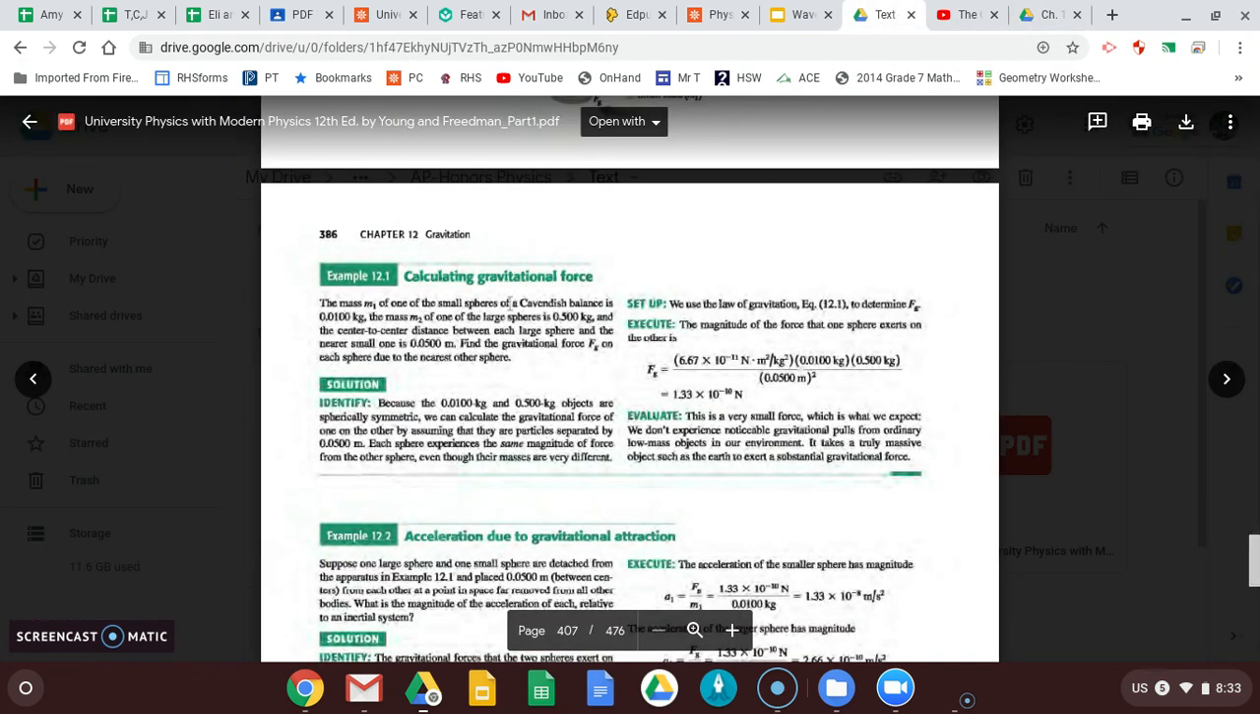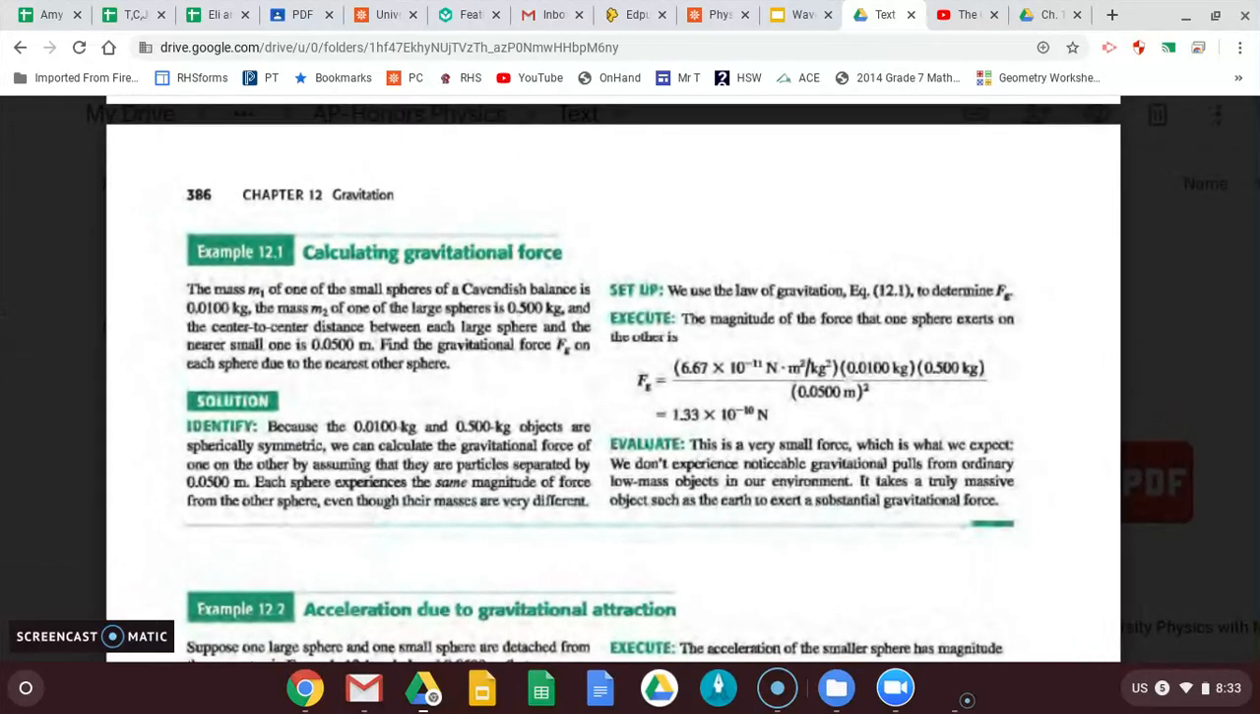First, look at the example from your textbook. This is on page 386 of your online text. It says the mass m1 of one small sphere in the Cavendish experiment is 0.01 kilograms. Remember, you were to watch the Cavendish video at some point to understand what that experiment was. But m1 is 0.01 kilograms, and mass 2, the largest sphere nearby, is 0.5 kilograms. The center-to-center distance between the large sphere and the small, that would be the R value in the formula, is 0.05 meters. Find the gravitational force F sub g on each sphere due to the nearest other sphere.